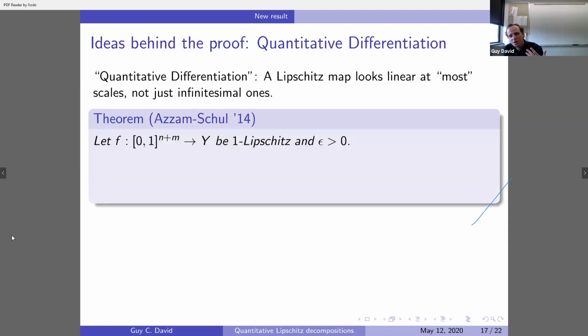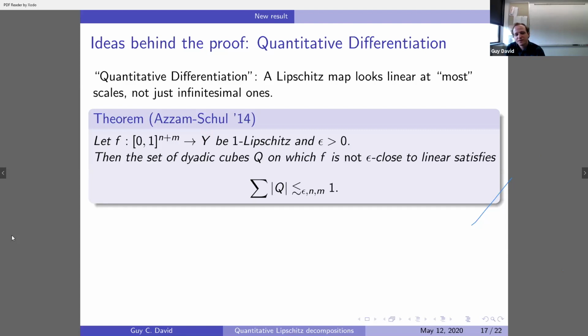So I'm going to state one version of this principle, but there are a lot of different ways of doing this. The one that we use is a result of David and Semmes, which says: if you have a Lipschitz mapping from Euclidean space to a metric space, maybe for now it's better to think of this as just R^n. It's one-Lipschitz, and you have this parameter epsilon.